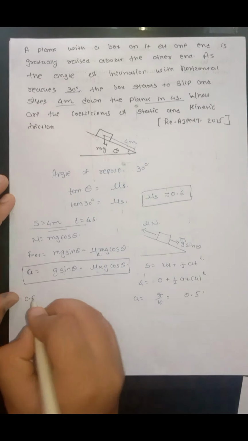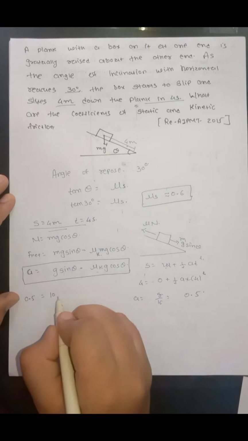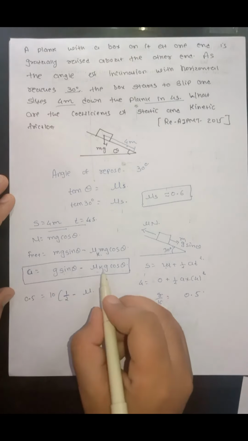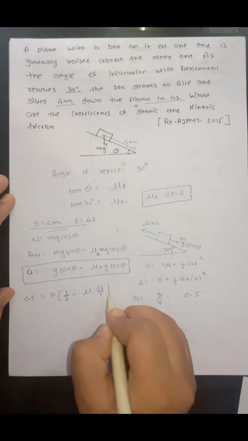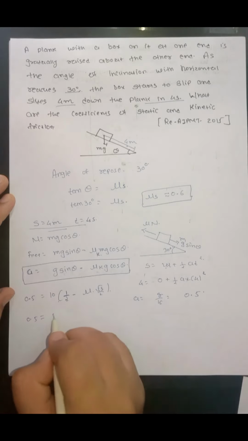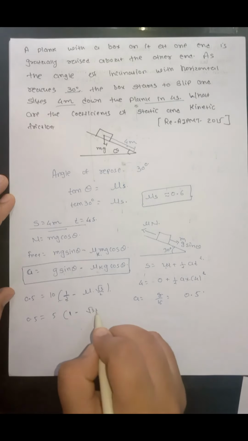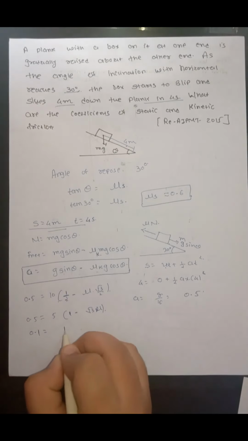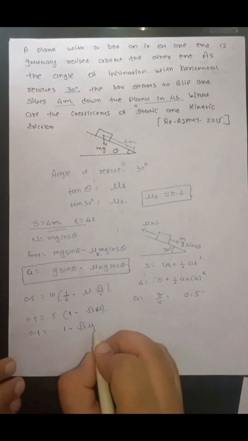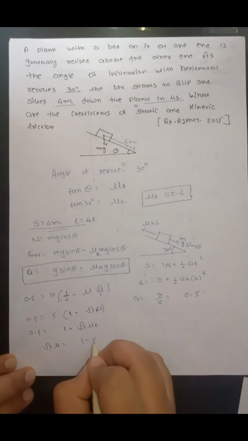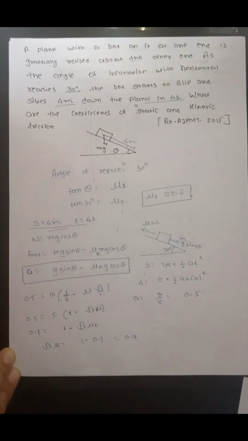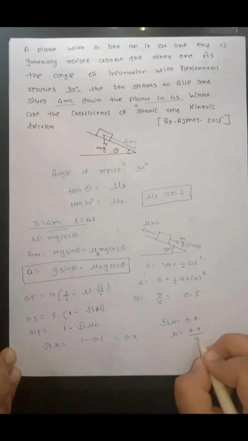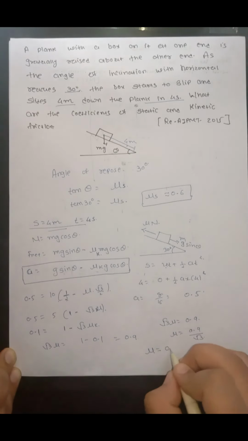So acceleration 0.5 is equal to g, which is 10, into sin theta, the angle is 30 degrees, so that will be 1 by 2, minus mu g cos theta, where cos theta will be root 3 by 2. So 0.5 will be, taking this half common, 5 into 1 minus root 3 mu. So 0.1 will be equal to 1 minus root 3 mu. This is mu k. So root 3 mu will be equal to 1 minus 0.1, that is 0.9. Mu will be equal to 0.9 divided by root 3. So mu will be approximately 0.5.